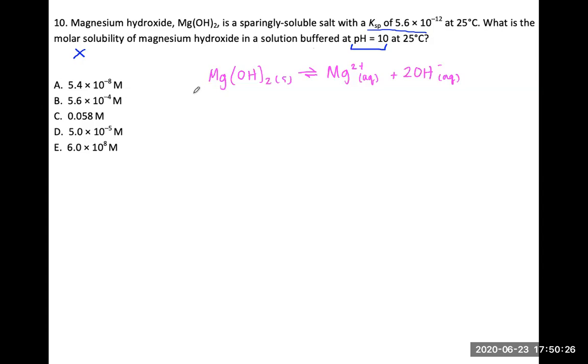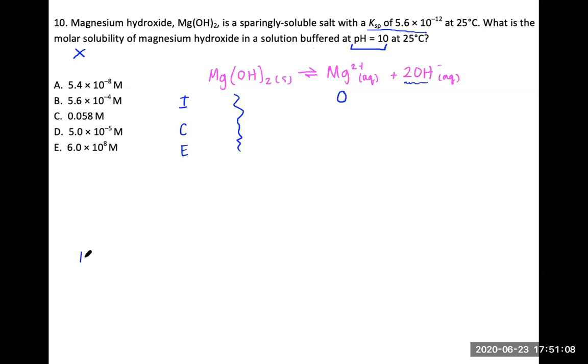Okay, so let's go ahead and just start organizing our thoughts with an ice table. What's nice about the solubility ice tables is we can ignore the solid. And then, they don't tell us anything about the magnesium ions. We can go ahead and say our initial there is 0. But by telling us the pH of the solution, they are telling us something about the hydroxide. And so, what we're going to have to do then is use the pH to figure out our hydroxide concentration.